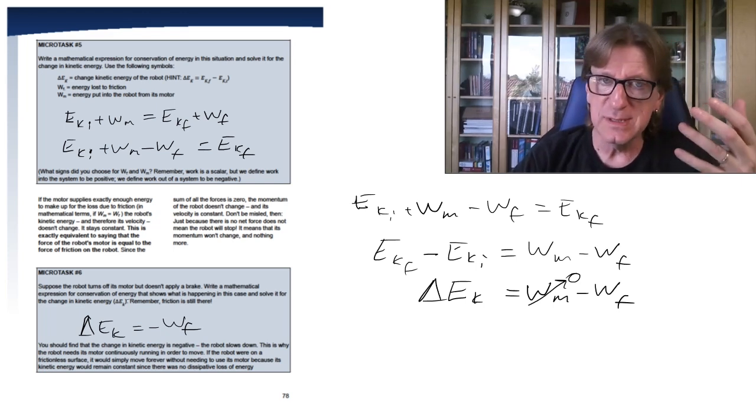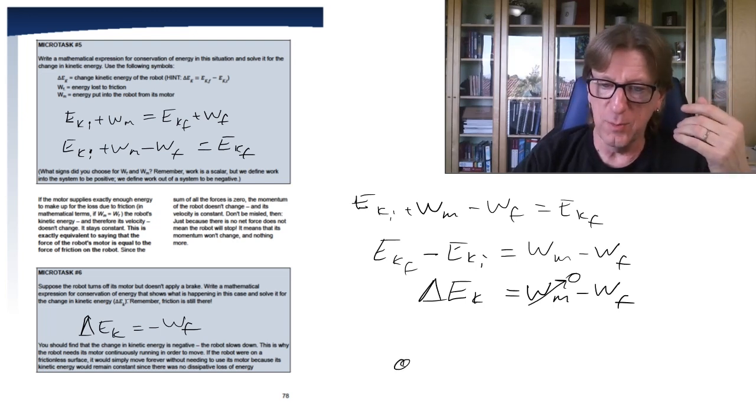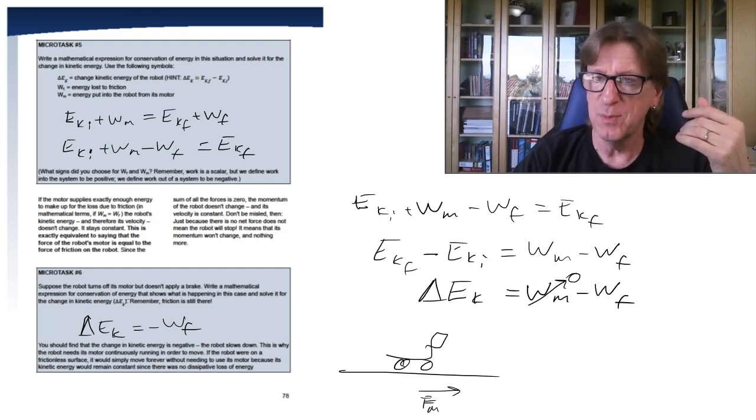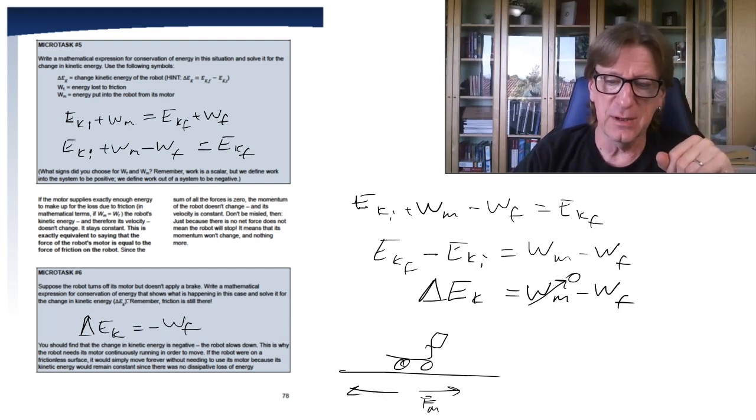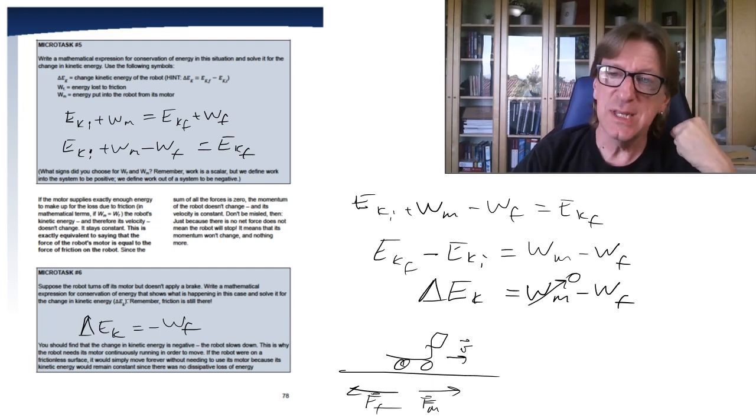Those forces then are, let's draw our robot again. So here's our robot, and then the motor is providing this force. It's trying to change the momentum. It's trying to increase its velocity, which is going to increase its kinetic energy. Friction, on the other hand, is acting in the other direction. There's my velocity. And it's trying to take energy out.